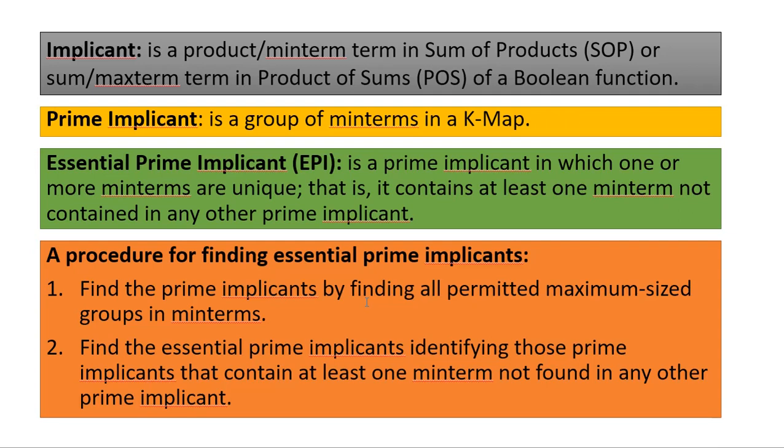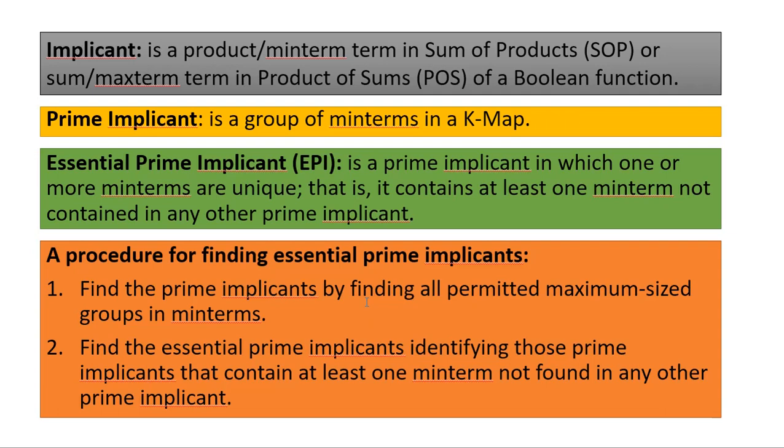Now, we will look into the procedure for finding the essential prime implicants. So, the first thing that we need to do is find the prime implicants by finding all the permitted maximum sized groups in the minterms. Secondly, we need to find the essential prime implicants, identifying those prime implicants that contain at least one minterm which is not found in any other prime implicant.